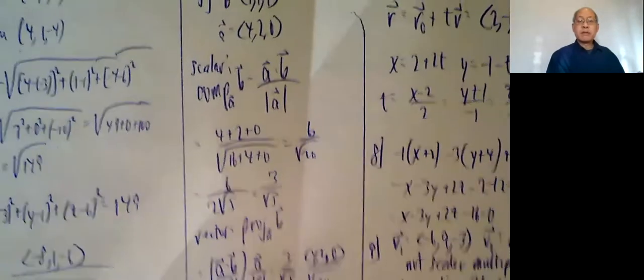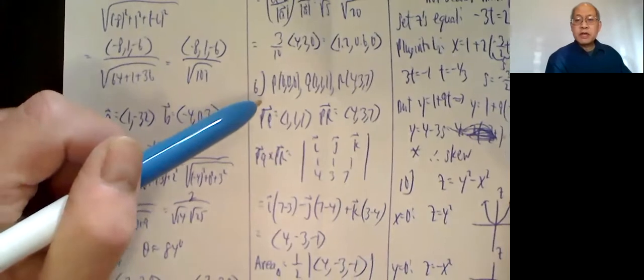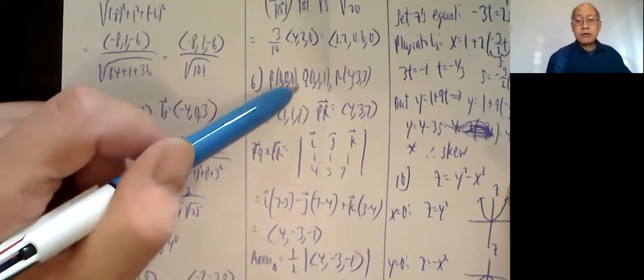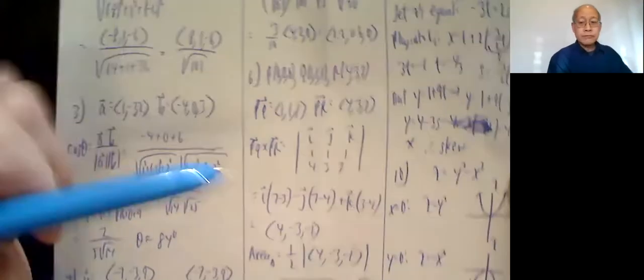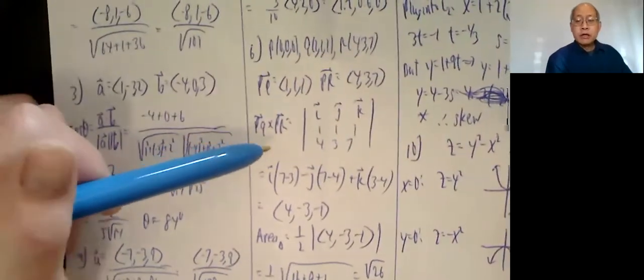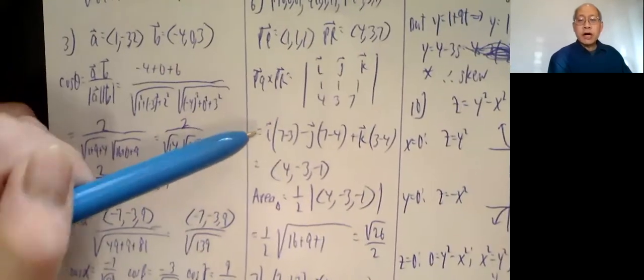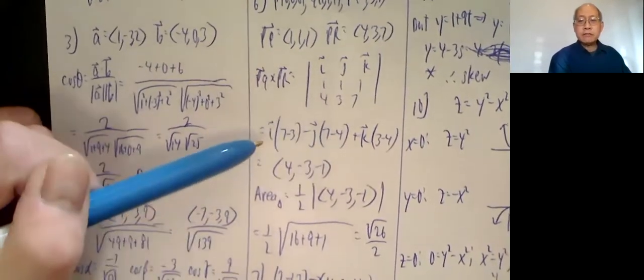And I'm going to raise it up a little bit for you. Number 6, form the vectors PQ and PR. Since you got the origin, it makes it very easy. PQ is 1, 1, 1, PR is 4, 3, 7. Take the cross product, i, j, k, 1, 1, 1, 4, 3, 7.